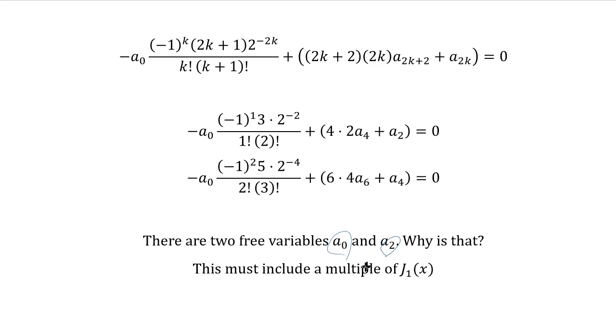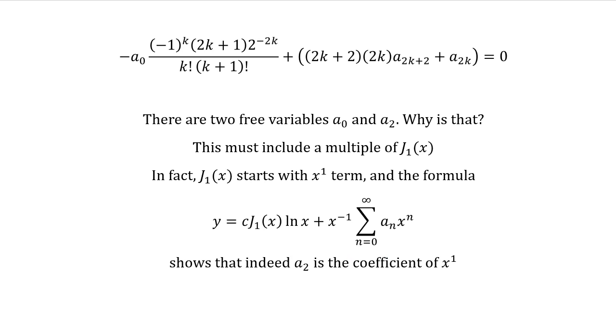And the second one, a2, will just create some multiple of the Bessel functions, okay? The reason I say that is because if you only consider the ones that contain a2, that's not going to contain any of the logarithmic singularity, right? And because of that, it should be some multiple of J1. Okay.